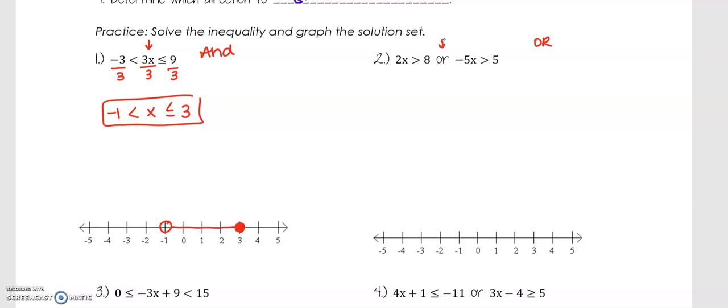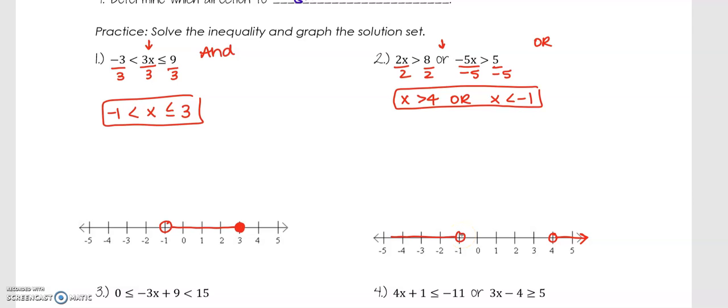Notice here right away they're telling us it's an or inequality. When it's or, we're just going to solve these separately, guys. So I'm going to divide both sides by 2. x is greater than 4 is an answer, or solve this one for x. Divide by a negative, be careful. x has to be less than or equal to negative 1. There's my answer. I put an open circle on 4, and it goes this way. And I put an open circle on negative 1, and it's less than, so it goes this way. Nice job.